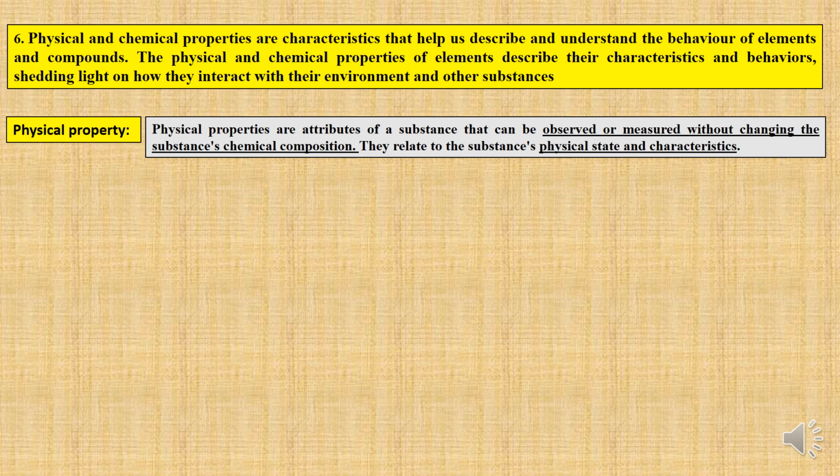Physical properties are attributes of a substance that can be observed or measured without changing the substance's chemical composition, and they relate to the substance's physical state and characteristics.